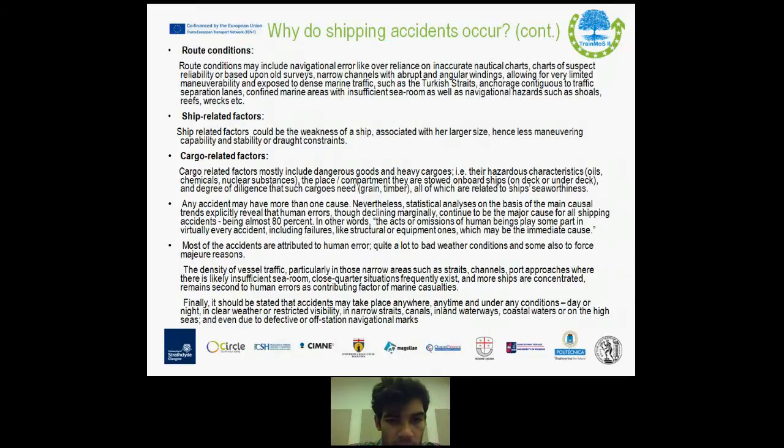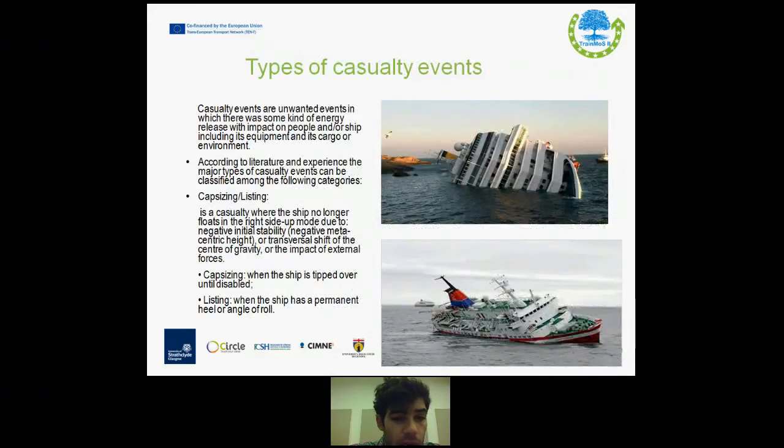Moving to the types of casualty events. Casualty events are unwanted events in which there was some kind of energy release with impact on people and or ship, including its equipment and its cargo or environment. According to literature and experience, the major types of casualty events can be classified among the following categories.